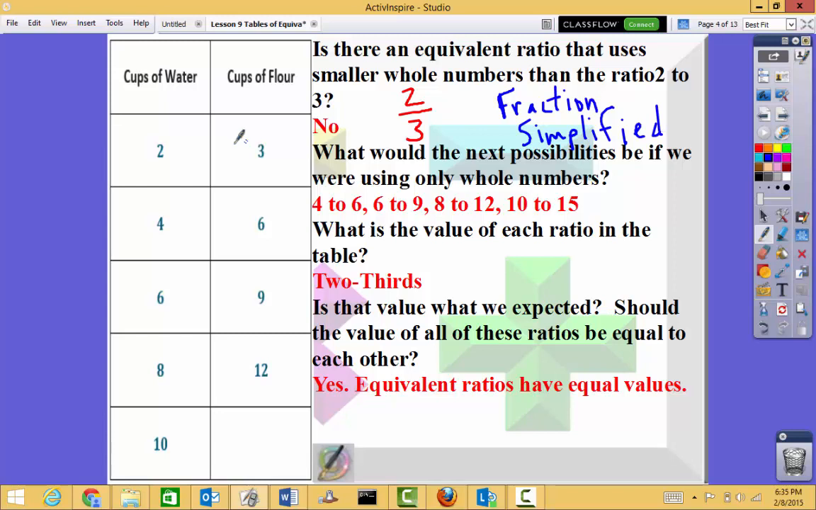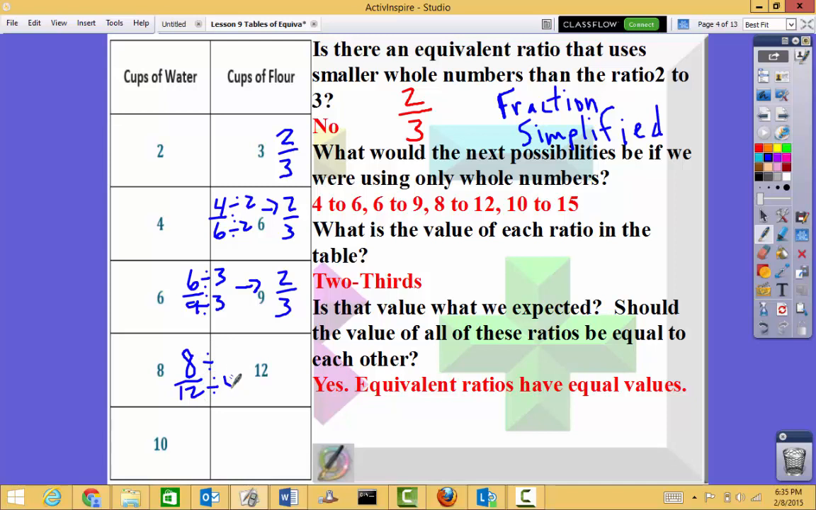Now look at this value. 2 over 3, that's 2/3. The value of 4 to 6, that's 4/6. And if I simplify it, divide each side by 2, I'm going to get 2/3. 6/9, I can simplify that by 3 to get 2/3. 8/12, I can divide my numerator and denominator by 4, and I get 2/3. And I bet when I did this one, I would have gotten 2/3 as well.